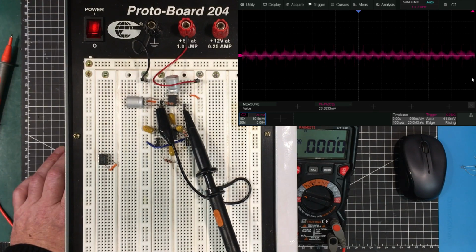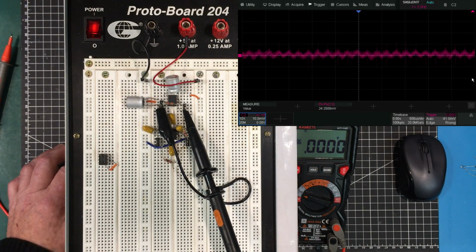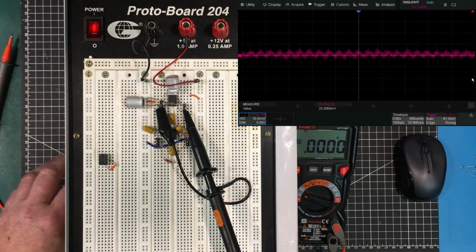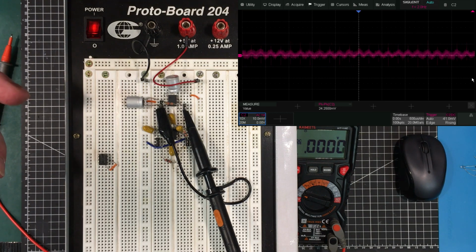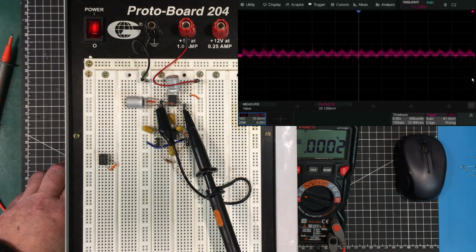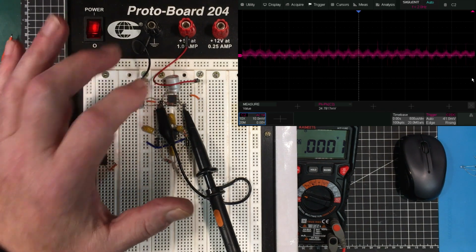It adds about 10 millivolts of noise, and I think most of that is actually coming from the ripple. So yeah, it's nice and quiet for most purposes. You could filter it further if you needed something very, very quiet. So that's not bad at all.